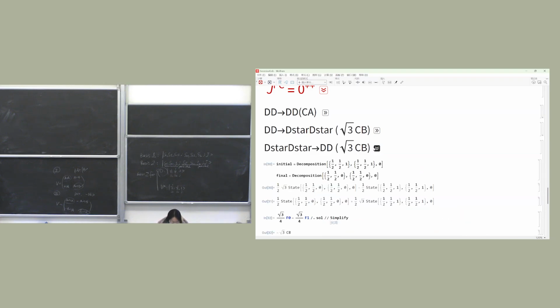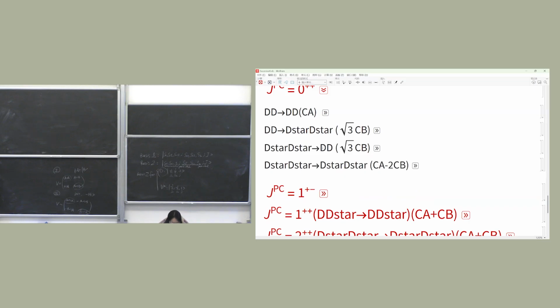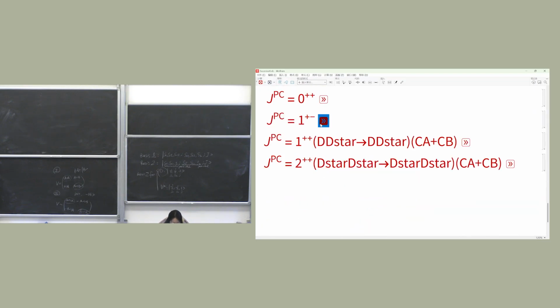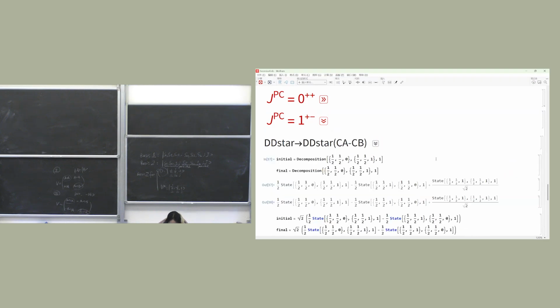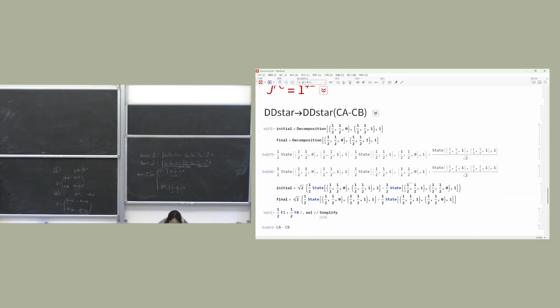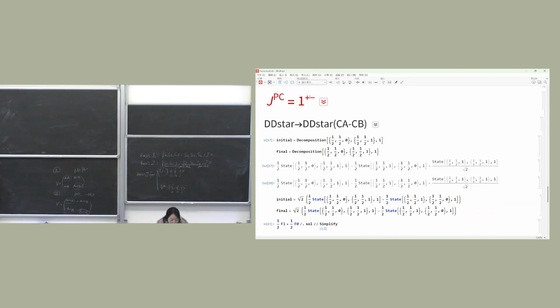So I won't expand these two. I just want to talk about this one, because there are some different things. For 1+- JPC, DD star to DD star, the given answer is CA minus CB.